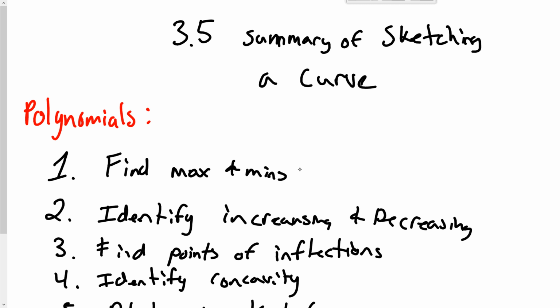Here is section 3.5 in calculus. We're summarizing the sketching of a curve. So polynomials, here's the things that you want to do if you're asked to graph a polynomial, and we'll go over rationals in a little bit.